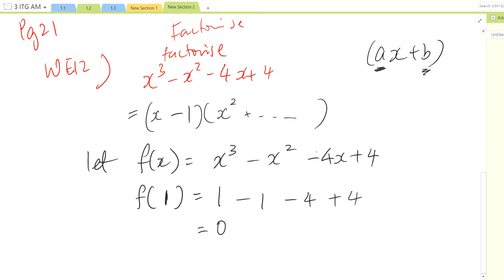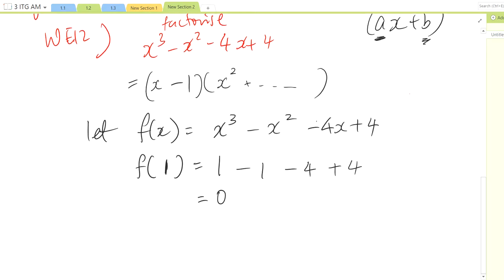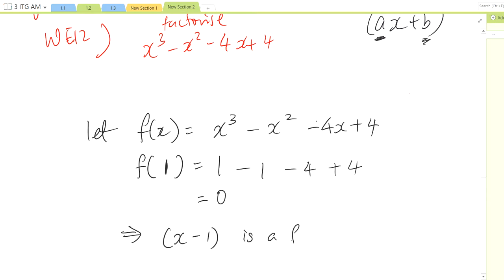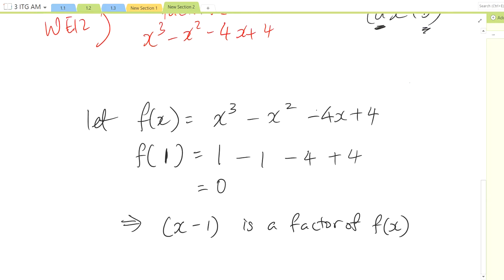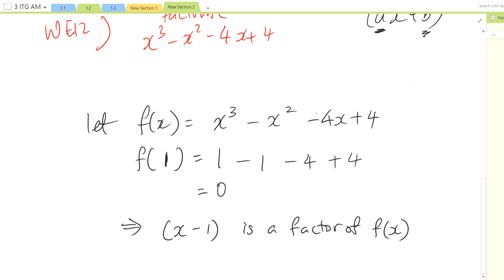Okay, so from here, I conclude that this is how it's done. Hang on, I haven't finished yet. I conclude that, therefore, x minus 1 is a factor of f(x). So now I will rewrite. I will do my long division if I want to.